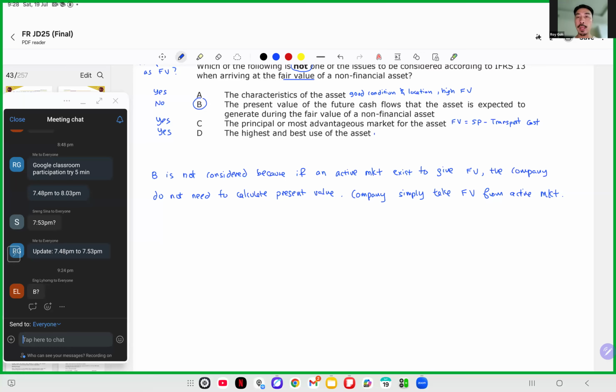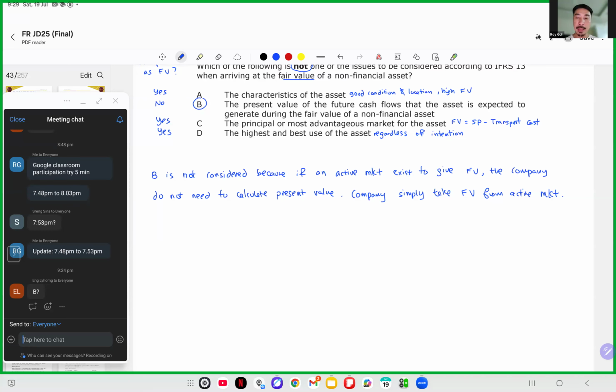Regardless of your intention. Don't care whether you want or you don't want to sell. The highest and best use value will be your fair value. So, any questions? No? Okay.